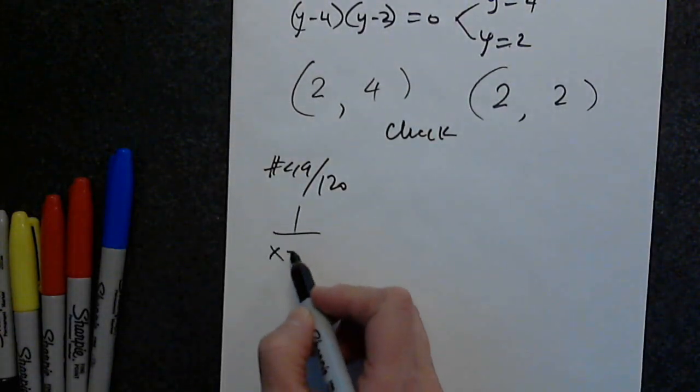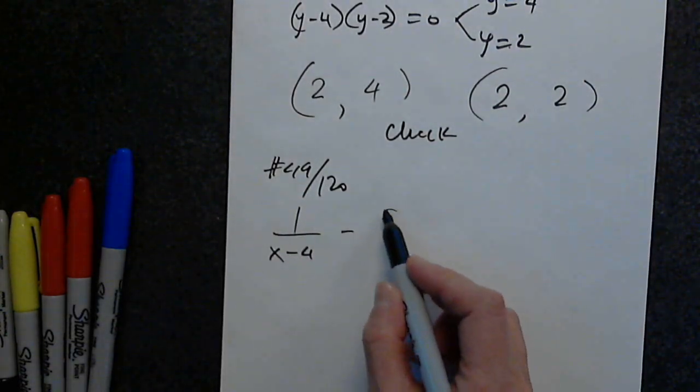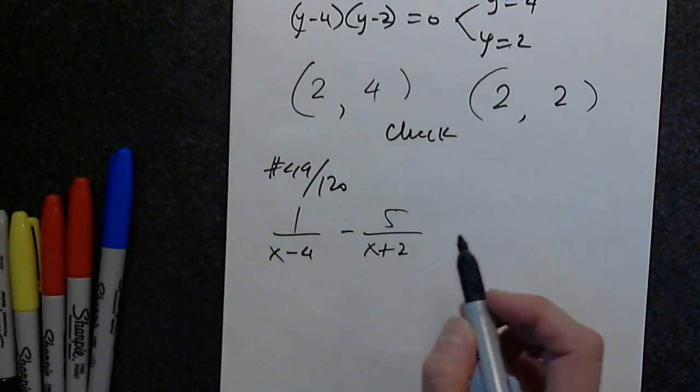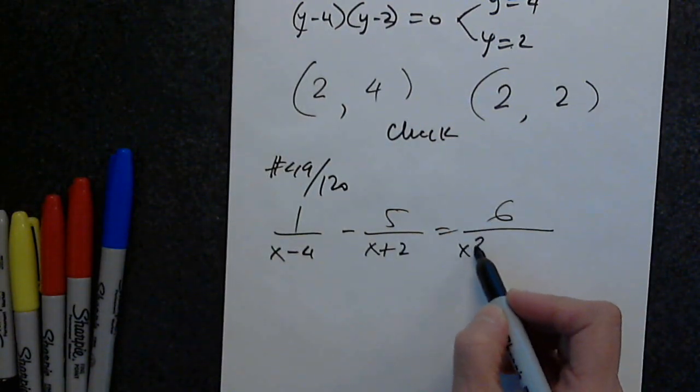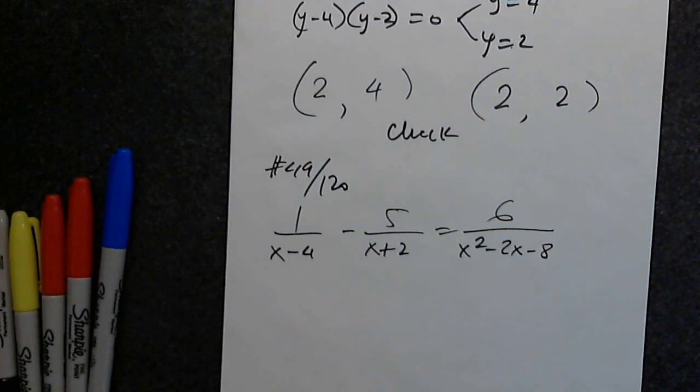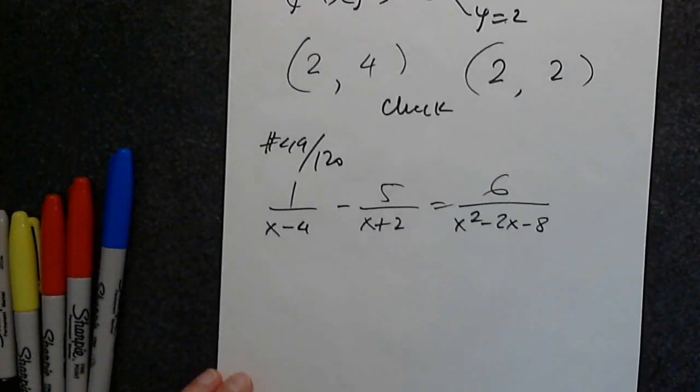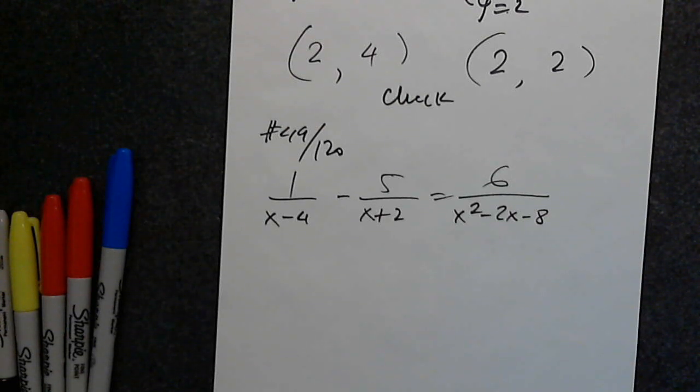So 1 divided by x minus 4 minus 5 divided by x plus 2 equals 6 divided by x squared minus 2x minus 8. Is this a rational equation? Yeah, but it's, I'm sorry. One over x minus 4 minus 5 over x plus 5 equals 6 over x squared minus 2x minus 8.